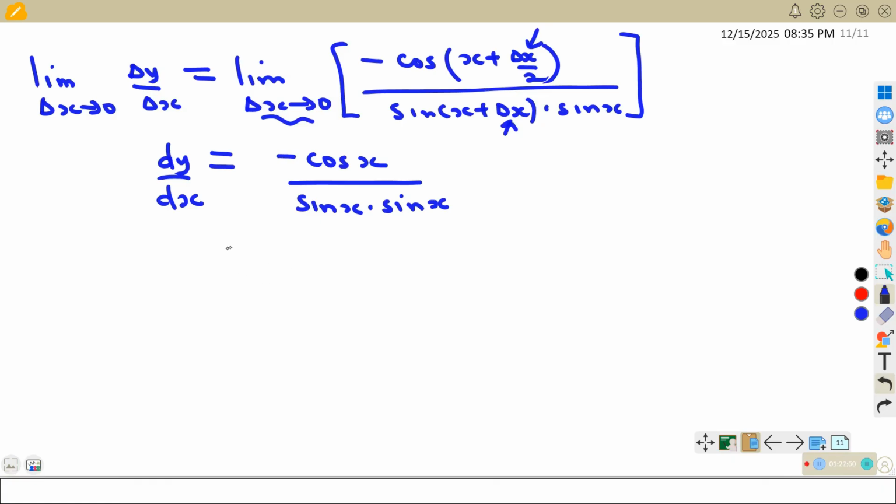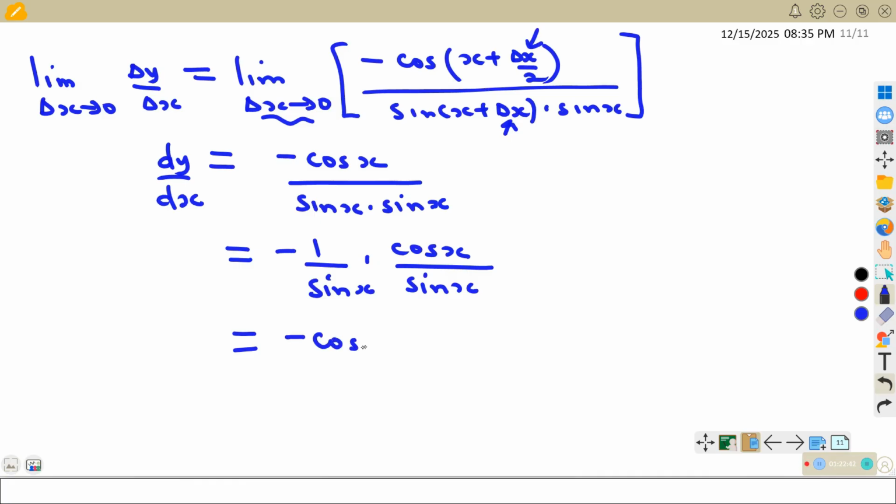I want to have this as negative 1 upon sine of x. I want to split this in this form, cos of x upon sine of x, and simplify this further up to the point where it cannot be simplified anymore. So I'm having 1 over sine of x, then I'm putting cos over sine. If you recall very well, 1 over sine will give us cosec. So this is negative cosec of x.